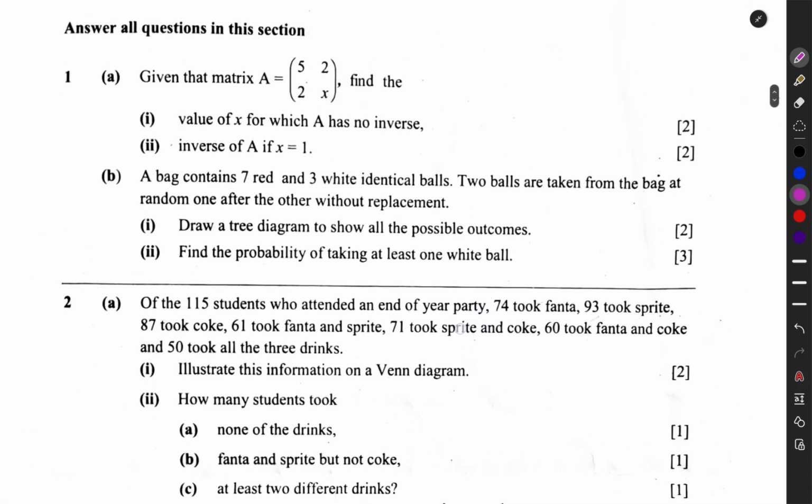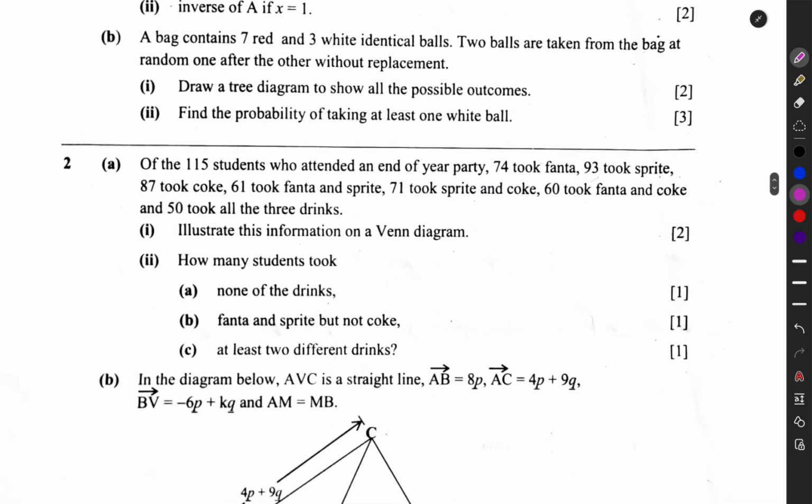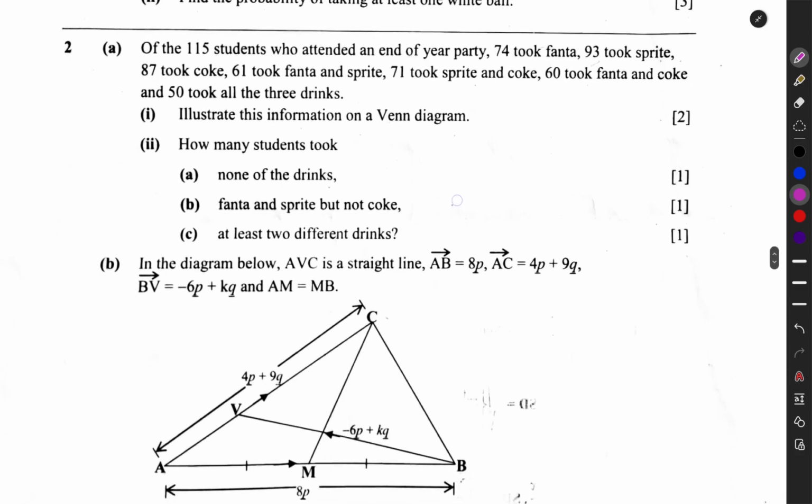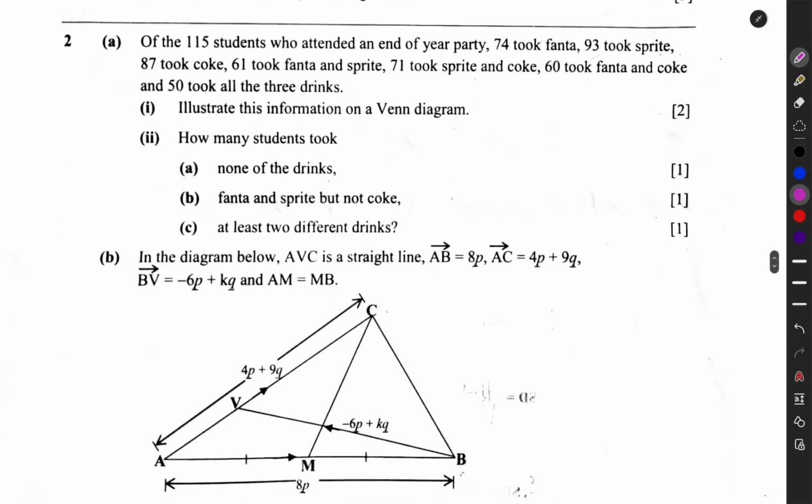So we are going to focus on question 2. For question 1, I leave it up to you to answer it. Be able to answer and of course share your answers. Now for question 2, the first part is on sets. So we can start looking at the question.